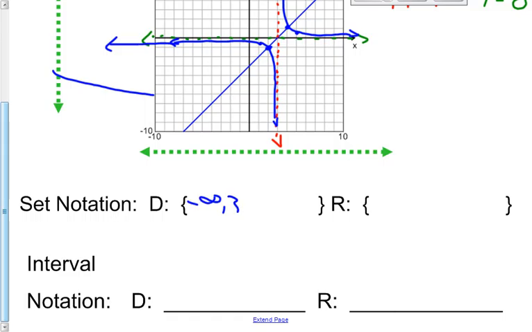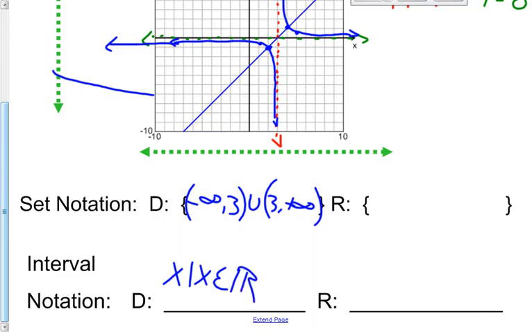Negative infinity to 3, union 3 to positive infinity. Which means x such that x belongs to all real numbers except 3. X cannot equal 3.